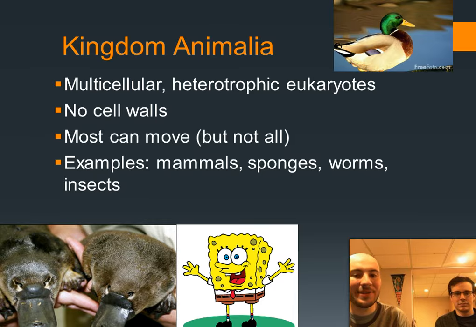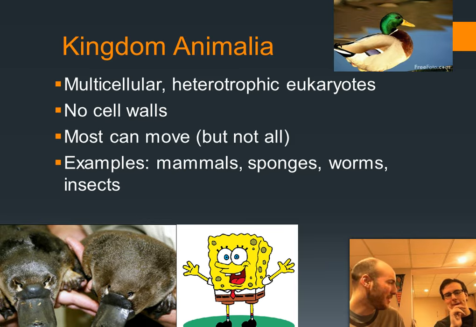Now, this includes a lot of things. Most people, when they think of animals, just think of things with backbones and the more charismatic animals. But insects are animals. Sponges are animals. Put SpongeBob on there. Worms. And then I put mammals, birds, things like that.